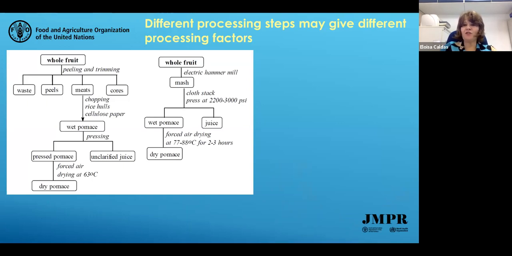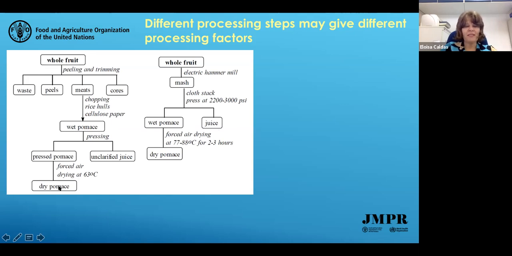Additionally, you can have different processing steps for a given processing. For example, here you have a whole fruit, and you can submit that whole fruit to different processing that would lead to the same processed commodity. In this case, wet pomace, dry pomace, juice here, and here pressed pomace, dry pomace.